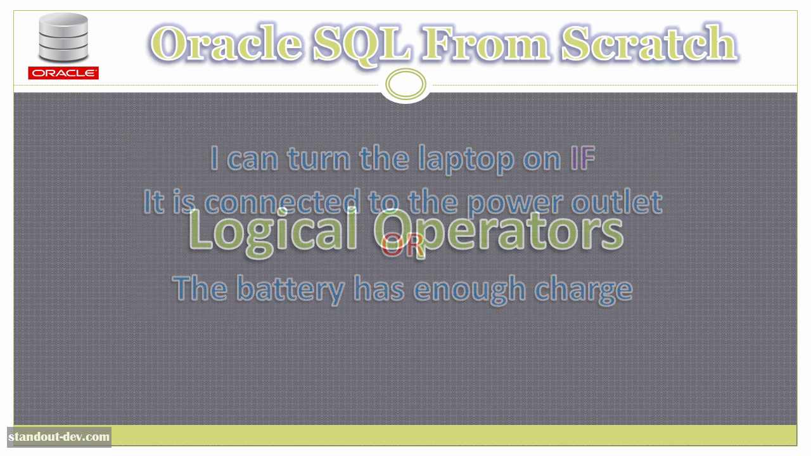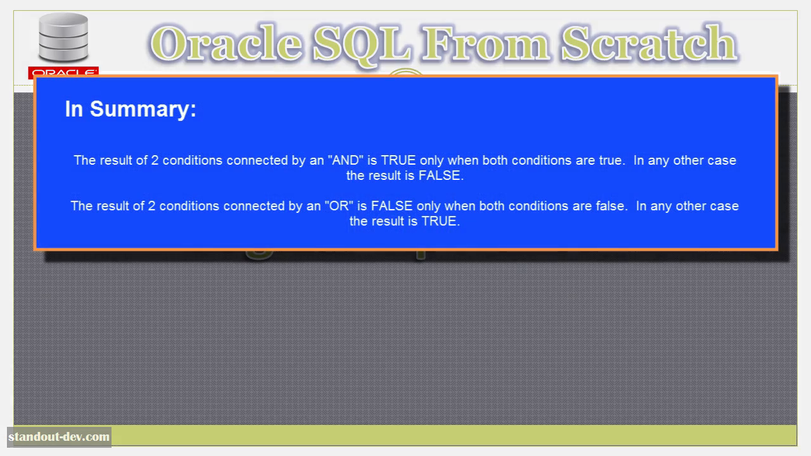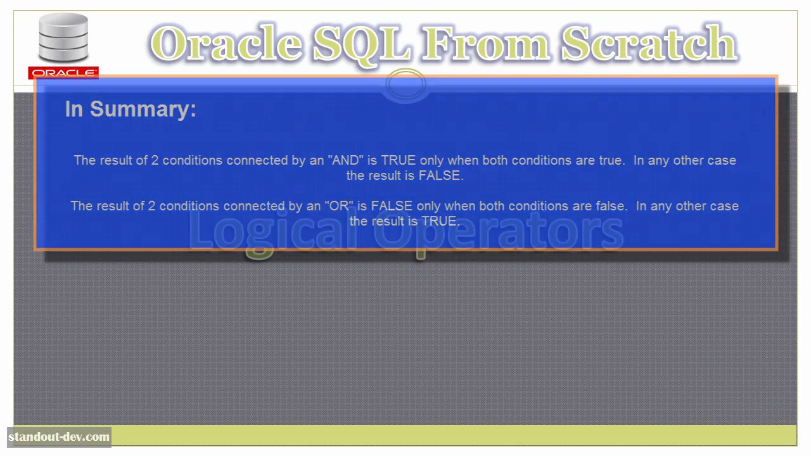So, to summarize, the result of two conditions connected with an AND is true only when both conditions are true. In every other situation, the result is false. And the result of two conditions connected with an OR is false only when both conditions are false. In every other situation, the result is true.